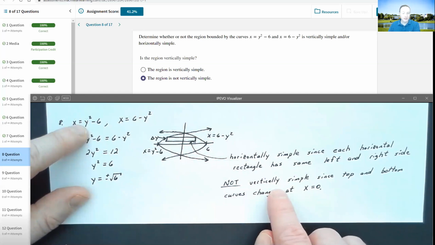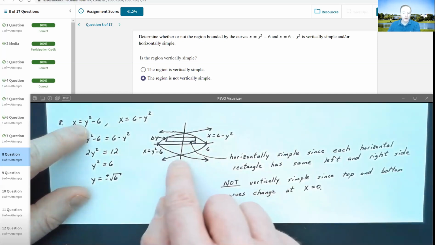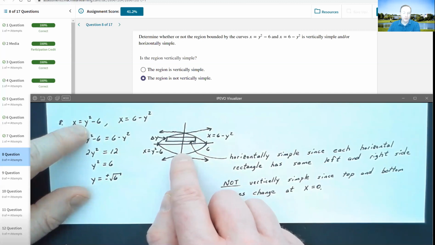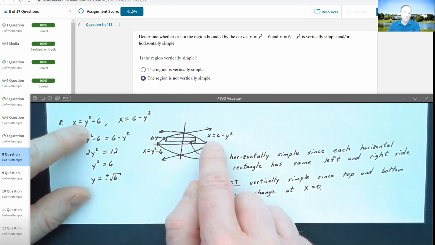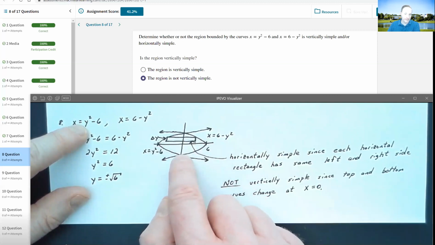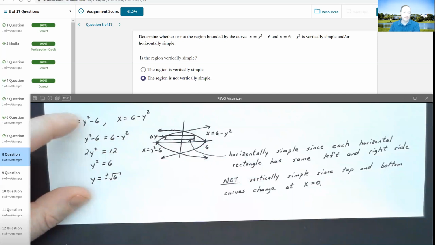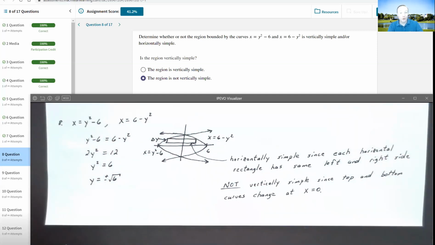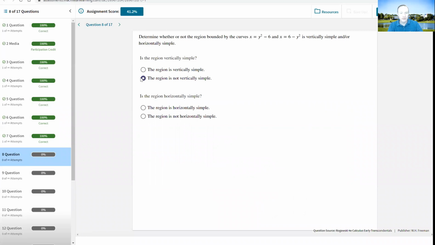Is it horizontally simple? And I'd say, yeah, because no matter where I go from the low point of intersection to the high point of intersection, the curve 6 minus y squared is always to the right in the enclosed region from the bottom y-intercept to the positive y intersection. So I can say it's horizontally simple, but it is certainly not vertically simple. So I'll go into the problem and say, okay, let's answer that. The region is vertically simple. No, it is not. The region is horizontally simple. Yes. And check answer. Yes.